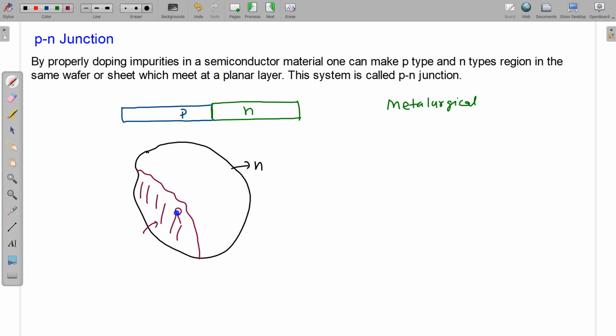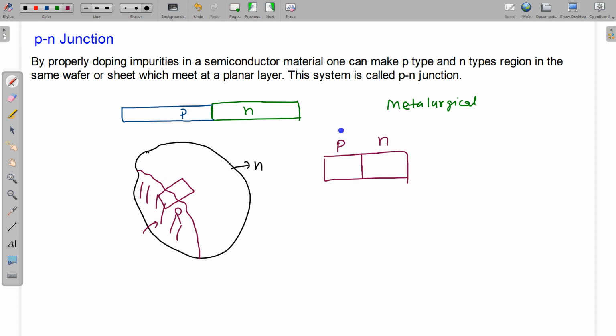So I diffused trivalent impurities in such a concentration, in such a number, so that it becomes overall p-type. So this boundary forms the p-n junction, and usually in diagrams we just show this much part like this, and we show the junction like this. We say this is the p side and this is the n side.